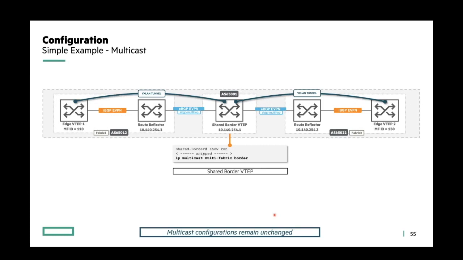So moving forward, let's take a quick look at a simple example. As you can see with this example, the configuration which must be done is really small and easy. The only thing to do is to enable the multicast border capability on the shared border side. This simple command that you can see here will enable layer 3 multicast traffic forwarding in the shared border topology. All the other multicast configuration remains unchanged in comparison to what you already know.